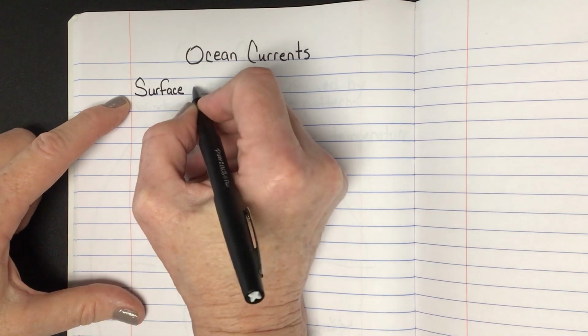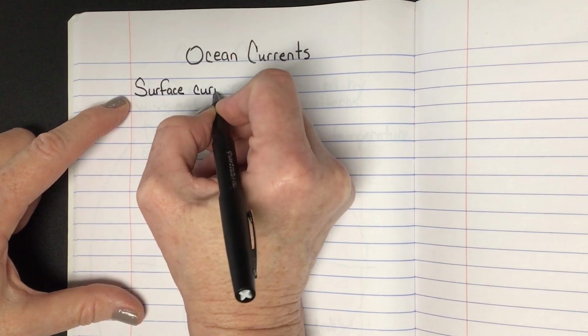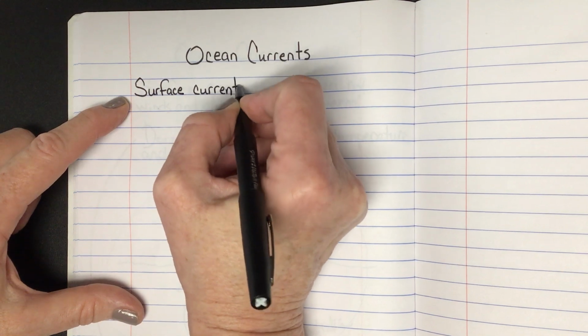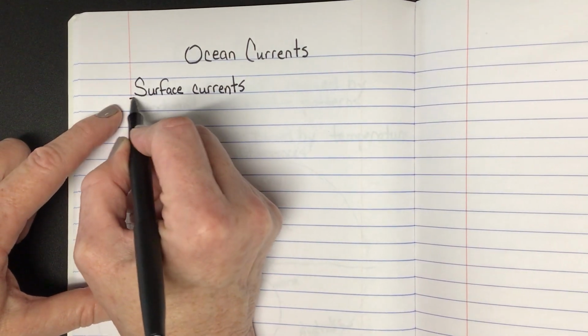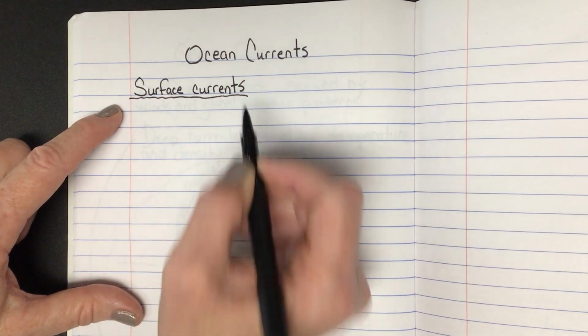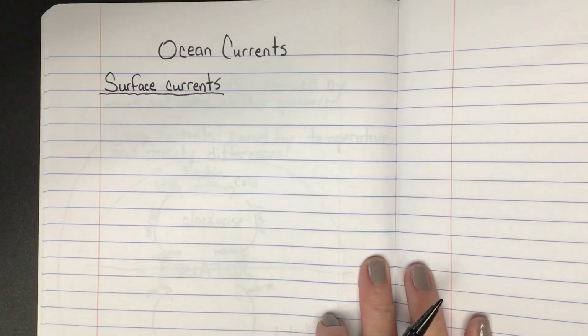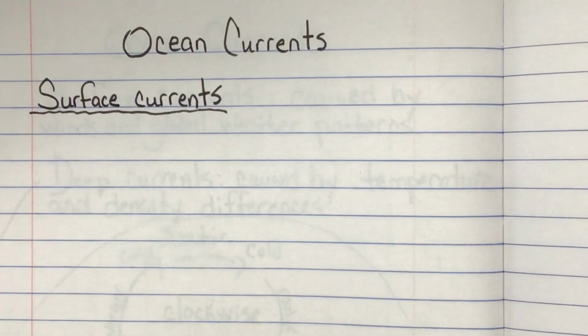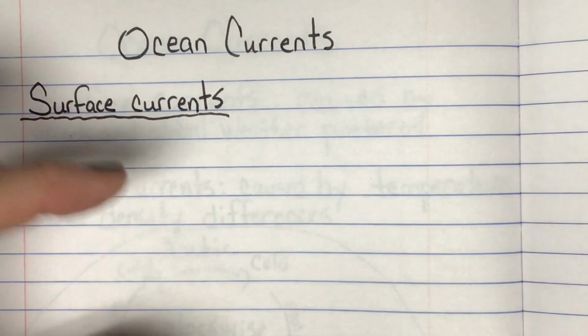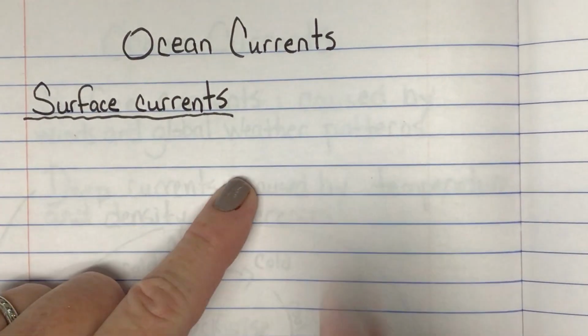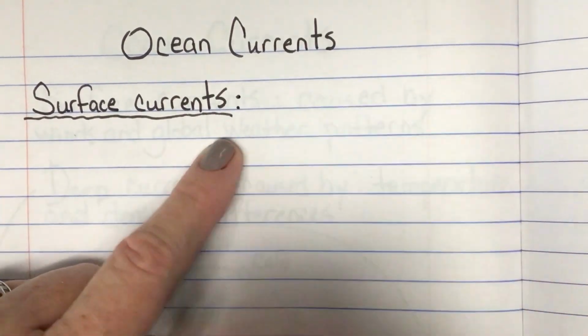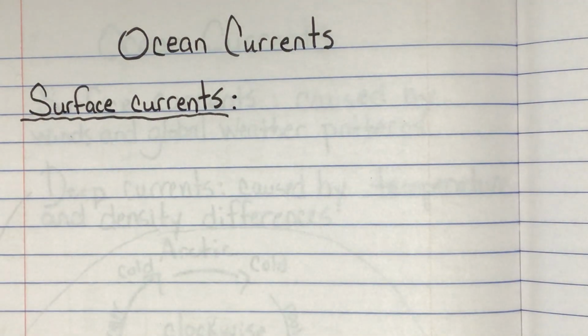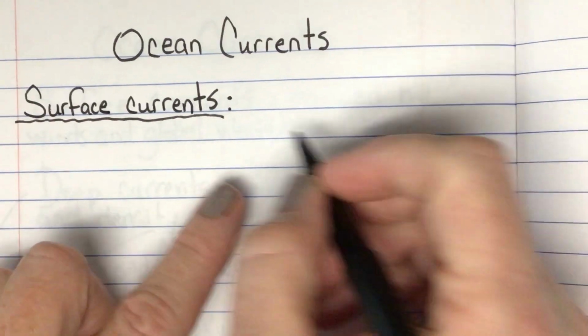We're just going to recap what we talked about yesterday and today by jotting it down in your journal. You'll have something to refer back to. The surface currents are like what it sounds like. They're at the surface, but they're quite deep as well. These are going to be caused by winds and global weather patterns.